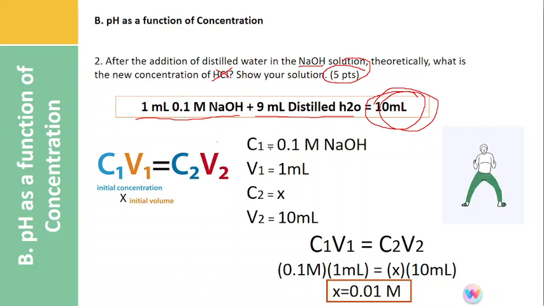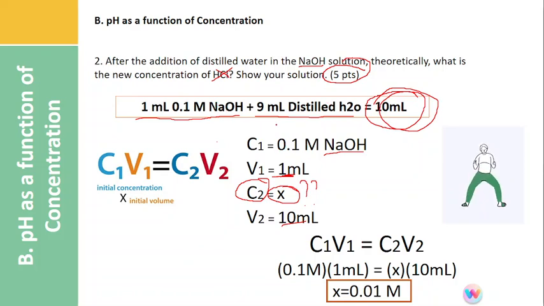C1. Ano ba dun yung C1? Yung C1 is equals to 0.1 molar of sodium hydroxide. Again, yung C1 mo, yung 0.1 molar sodium hydroxide. Yung V1 mo is your 1 ml. Yung volume 1 mo is 1 ml. Next, yung concentration 2 mo, yun yung missing, yun yung naka-X. Yun yung nawawala. And then the volume 2 is yung 10 ml natin, which is yung solution mo when you add sodium hydroxide and then your distilled water.